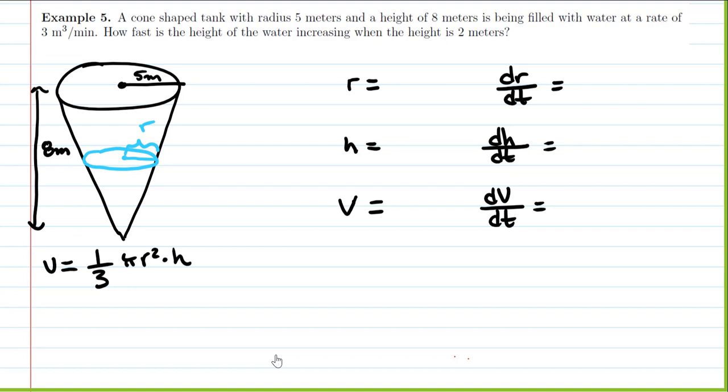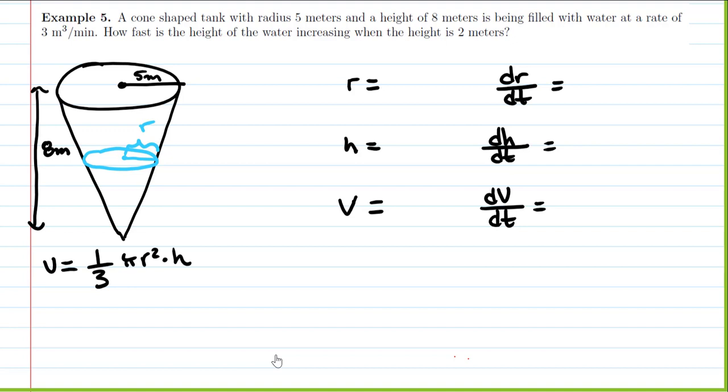So the one thing we have to be careful about is we're talking geometrically about the cone, but when we're talking about the rates, we're actually talking about the water inside the cone, right? Because does the cone's shape change at all? No, the cone's always going to be 8 meters. It's always going to have a radius of 5 meters, and it never changes. The only thing that's changing is the amount of water in the cone. So when we're talking about this, we're talking about the water.